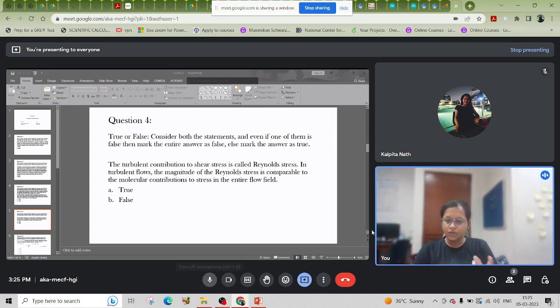Due to the no slip condition, as the wall is static, the flow there will be a bit slower. The first layer in contact with the wall will be static, then it will be slower, and then gradually the velocity will increase as the turbulent flow comes in the picture. The layer very close to the wall is called the viscous sublayer, and over there the molecular contribution is comparable, but otherwise we can't say this statement is true. So that's why this statement is false. Okay, let's proceed to the next question.